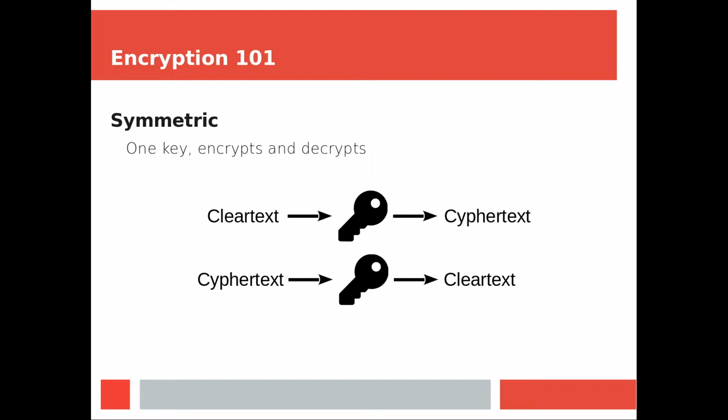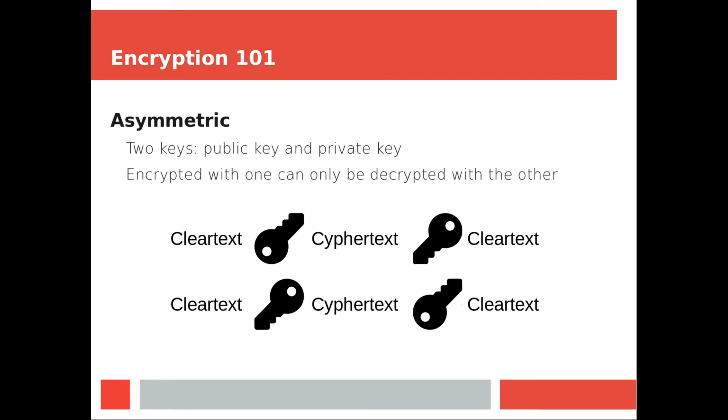So real quick, just symmetric. Take the clear text, you pass it through a function with the key, and you get the ciphertext out of it. Do exactly the same thing, but pass in the ciphertext, same function, same key, and you get the clear text. It's kind of like ROT13, if you remember that from the old internet days. Same thing, just encrypts or decrypts.